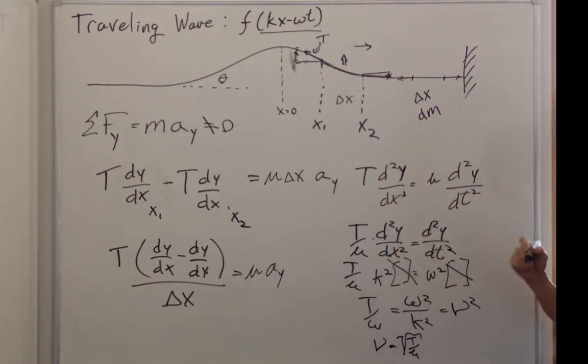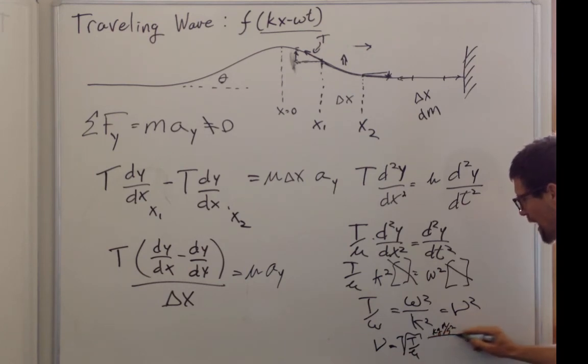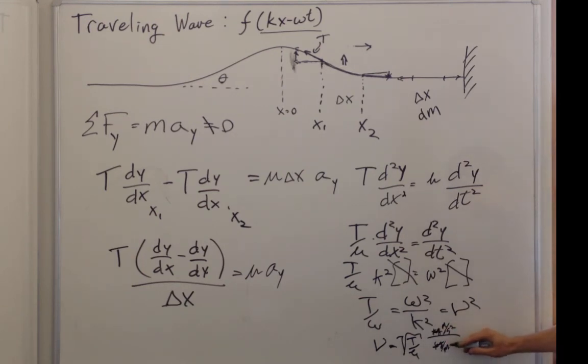Let's check units. Tension is in newtons, or kilogram meters per second squared, and mu is mass density, which is kilograms per meter. And so what do you have? You have kilograms cancel, and meters in the denominator, which come up into the numerator, and I have meters squared per second squared. I like it because this is a square root, and that gives me meters per second.